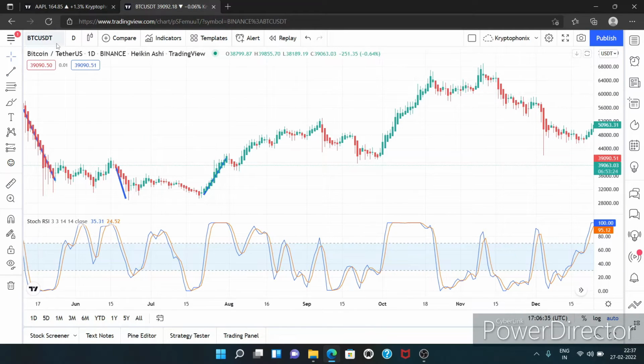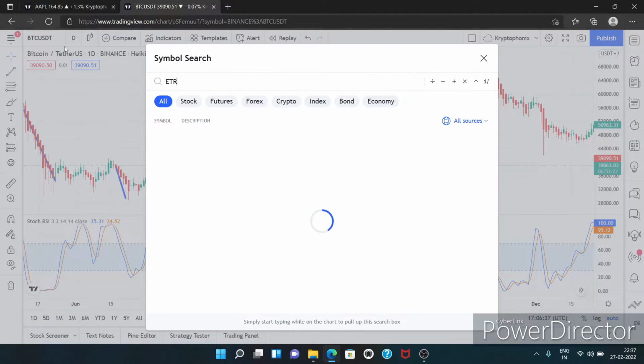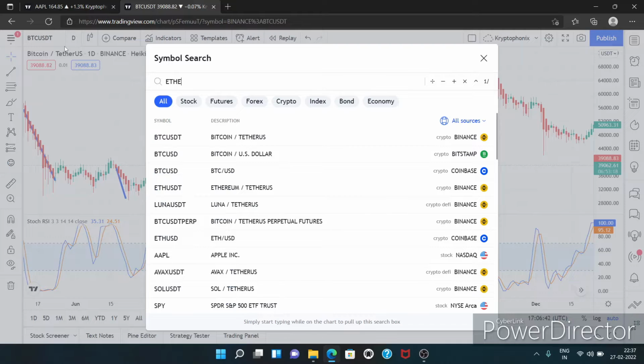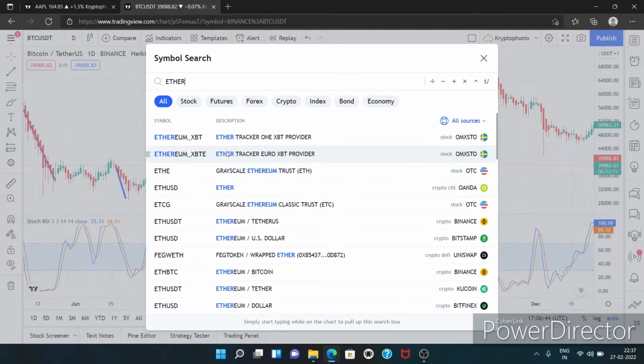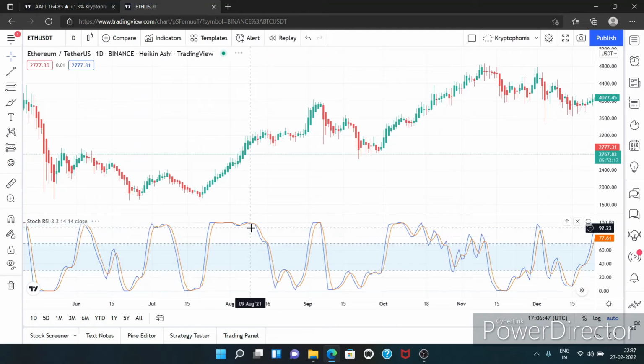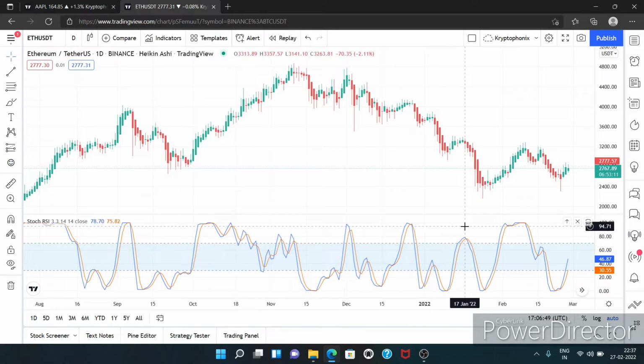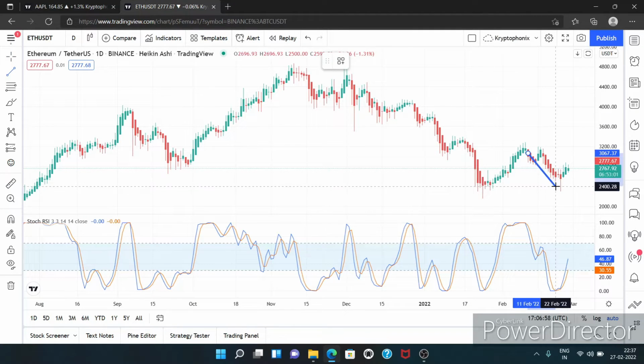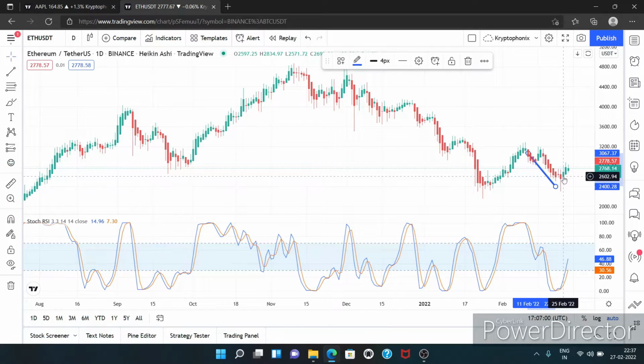Now let's check it on Ethereum. Yeah, so for Ethereum, right over here, two consecutive red candles, stochastic RSI above the 70 level mark, result, down move. And if you look over here, two consecutive green candles, same as Bitcoin, stochastic RSI below the 30 level mark. Cryptos are giving a good buy opportunity at the moment.